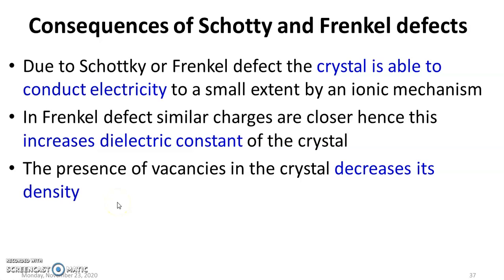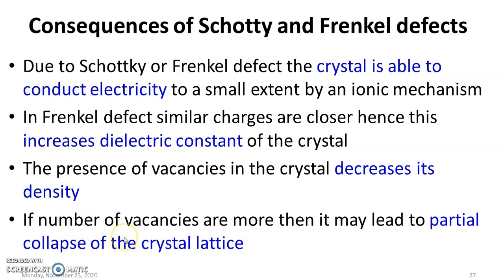The presence of vacancies in the crystal decreases its density. Actually, this is applicable to Schottky defect: greater the number of vacancies, the lower the density. So the density of a crystal in which there is a Schottky defect is less than that of a crystal without the defect.